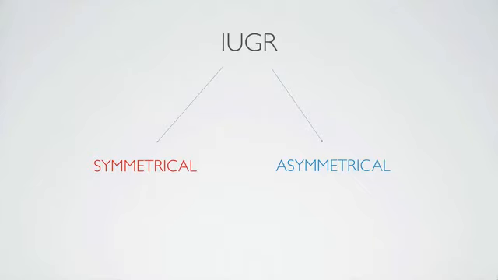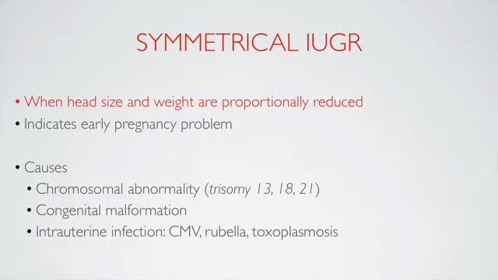IUGR can be symmetrical or asymmetrical. Symmetrical IUGR is when the head and weight are both reduced. So you have a small head and a small body, and this indicates an early pregnancy problem. This is the most severe type of IUGR.